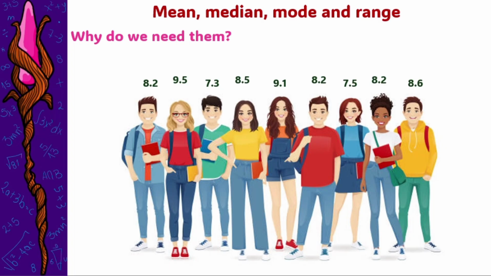So we need some measures that allow us to describe the group with a single number. And that is going to give us an idea about how the whole group did. So these numbers, mean, median, mode, and range, are going to help us describe the performance of the group. So let's start checking how we get them.